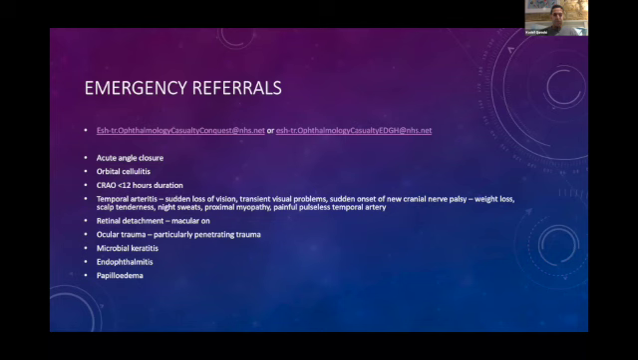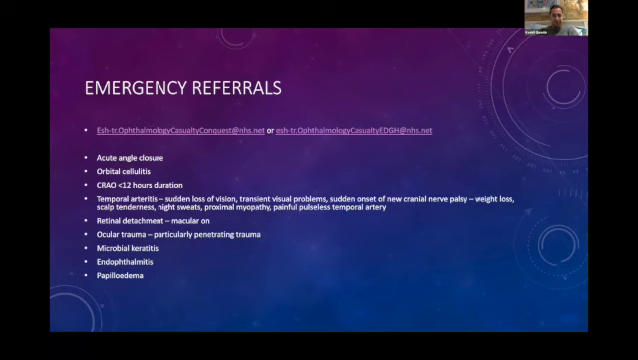So emergency referrals. Now, there aren't many emergencies in ophthalmology, I'm pleased to say, and it's a reason why many ophthalmologists go into ophthalmology, so we don't have to deal with too many emergencies, but they do happen from time to time. And these two email addresses are the emergency email addresses for both Conquest side and Eastbourne District General. Of course, just to confuse everything, the ophthalmology department on the Conquest side is no longer at Conquest, it's at Bexhill Hospital, but that's the email address.